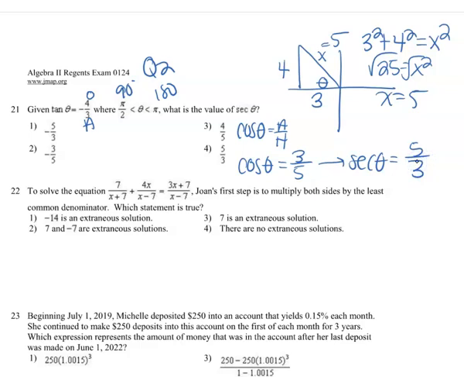But hold up. You have to make sure you check your ASTC chart. In quadrant 2, only sine and cosecant, its reciprocal, would be positive. Therefore, secant is negative, which is why our answer is negative 5/3. Option 1.